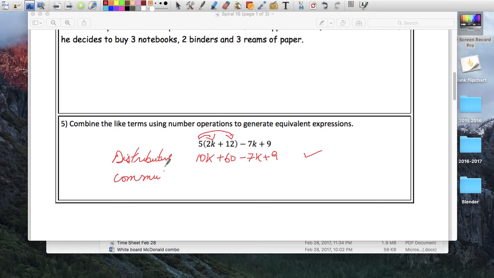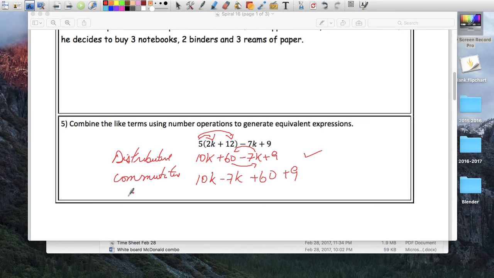You can use the commutative property, and the commutative property allows me to switch these two. This goes that way, this goes this way. Okay. So 10k, and I'm moving minus 7k. Careful here. Plus 60 goes to the third spot and next to 9.